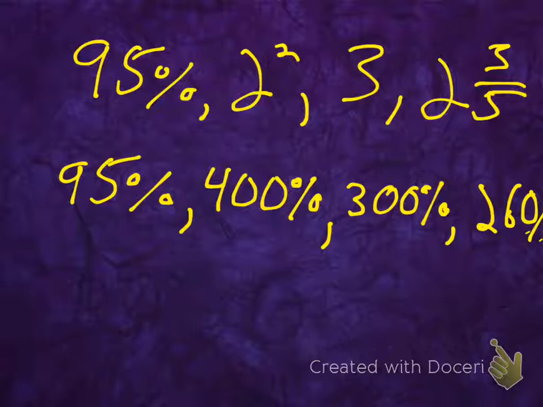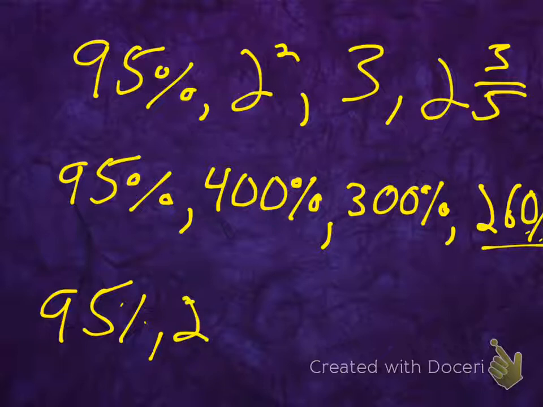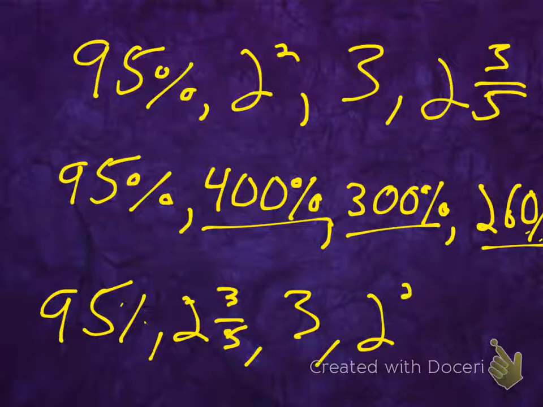So the question says we're going from least to greatest. What's the smallest? 95%. I will tell you the common mistake on this is people try to do it in their heads and they say that 95% is the largest number. 95% is by far the smallest number. It's not even a whole yet. Next, we have 260%. That's the next largest, which was 2 3/5. Then 300%, which was just 3, and the largest was the 2 squared. Everybody see how that worked? Okay.